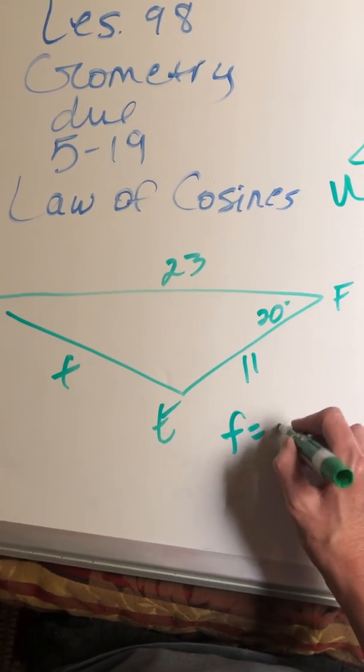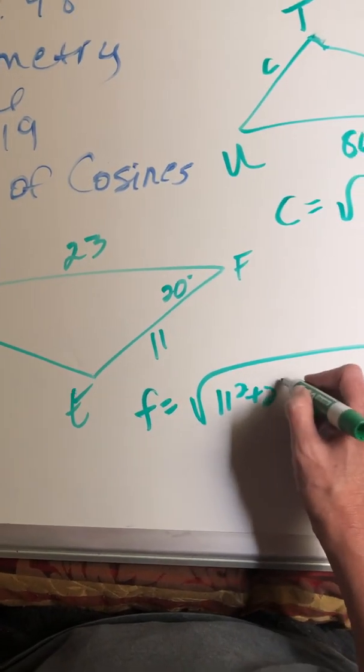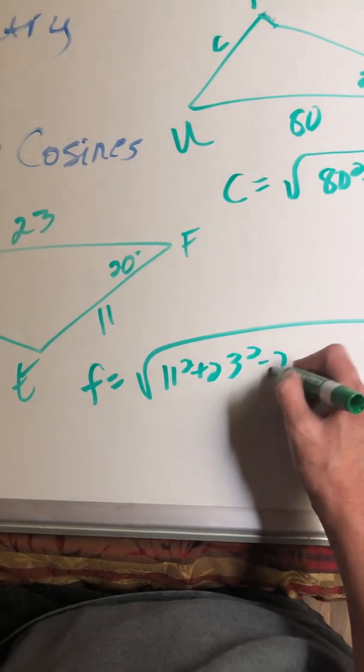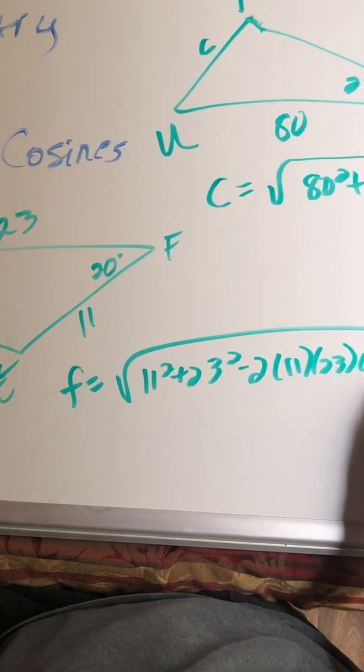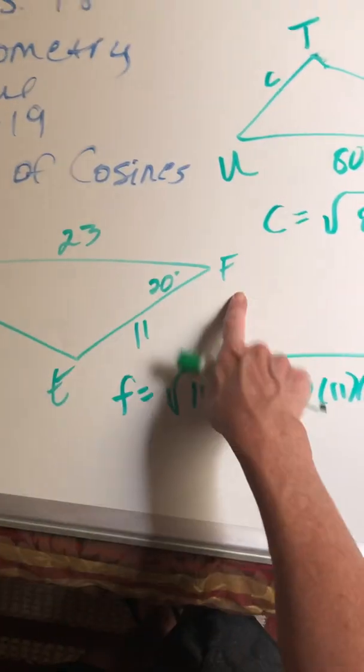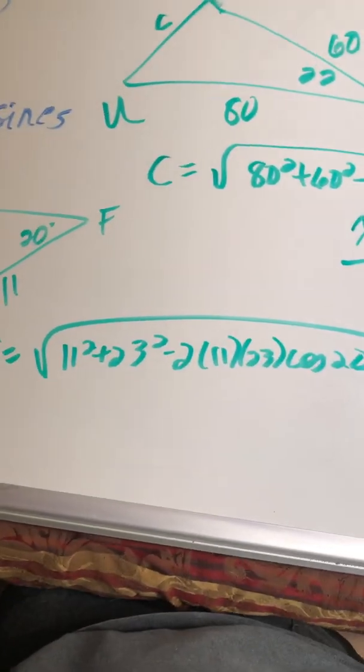So F is going to be the square root of my two sides, 11 squared plus 23 squared, minus 2 times 11 times 23, cosine 20. Because 20 is across from F. The angle 20 is across from side F, so that's why I put the 20 in there. And it's the only angle we've got.